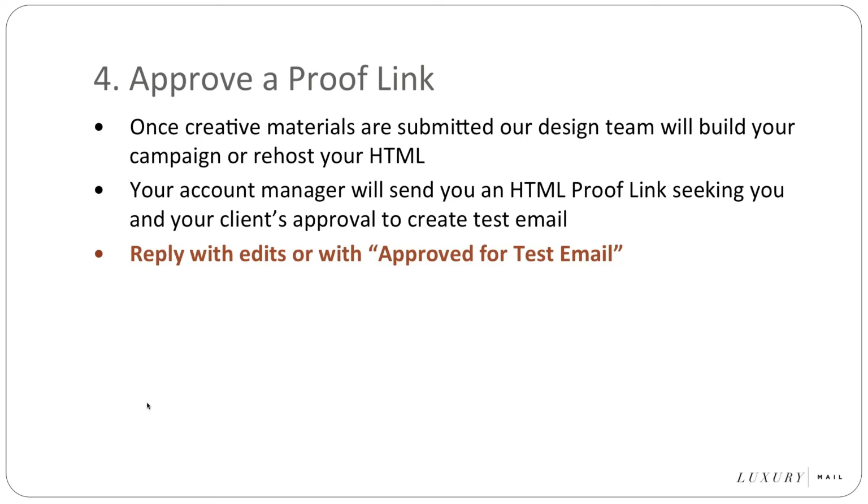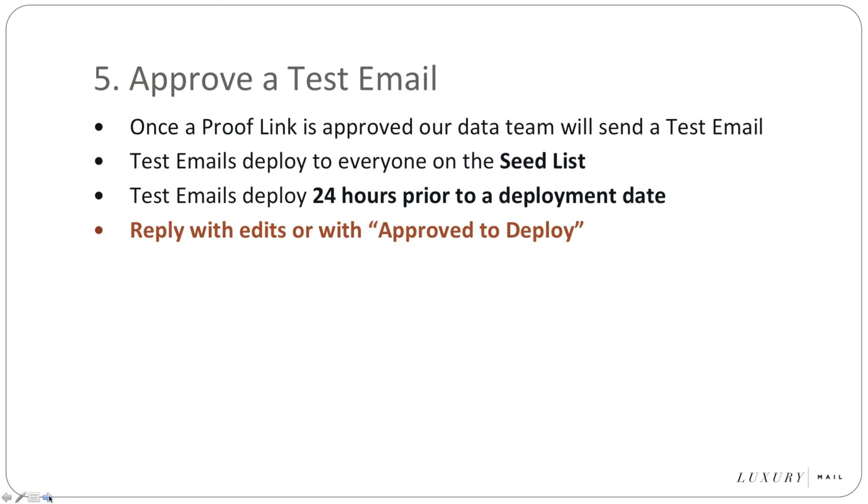Once a proof link is ready to go, be sure to reply with approved for a test email. This signifies to your rep and also to our data team that you're ready to receive a test email and that the proof is completely approved. And lastly, when looking over a proof link, please be sure to double check subject lines and other aspects of the campaign that may not be forefront and center on the proof link, but are going to be very clear through the email process. So check what name is going to be displayed on the email and that subject line as well. And the fifth step, as you can imagine, would be to approve the test email.